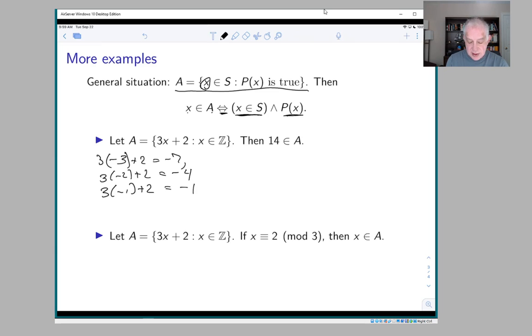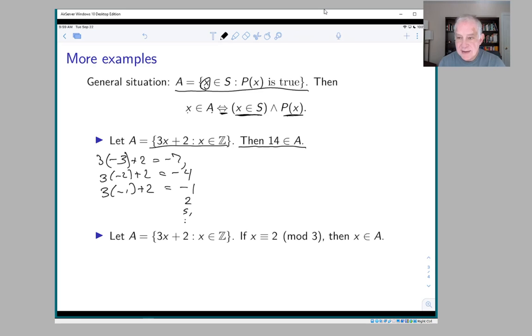And if you look here, each of these things is going up by 3, because as you increase x, you add 3 to 3x plus 2. So the next one's going to be 2, and then 5, and so on. So this is an example of an arithmetic progression. The numbers are all separated by 3. And the claim here is that 14 is an element of this set.